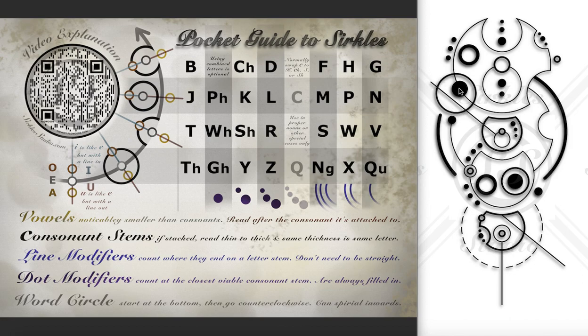Another thing to comment on is this line. It does pass through the Y, but lines passing through letters do not count. Lines only count when they end on letters. So this doesn't count, but the two dots do count. And this divot doesn't mean anything. It's just the line from the W doing a divot.